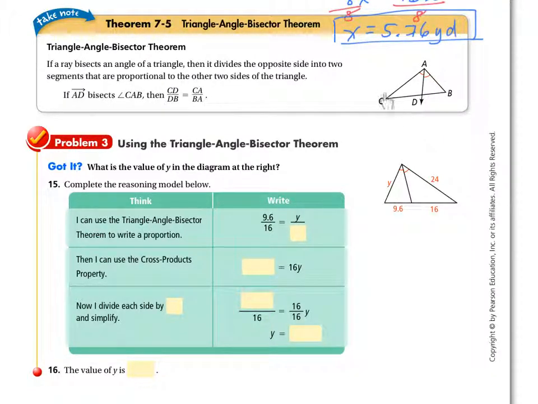So you could set up a proportion of this side over this part equals this side over this part, so you could go up, down. Or you could go left to right. This side is to this side as this piece is to this piece. Or you could go right to left, or you could go down to up. So there's 4 different proportions you could set up. This is just one of them.